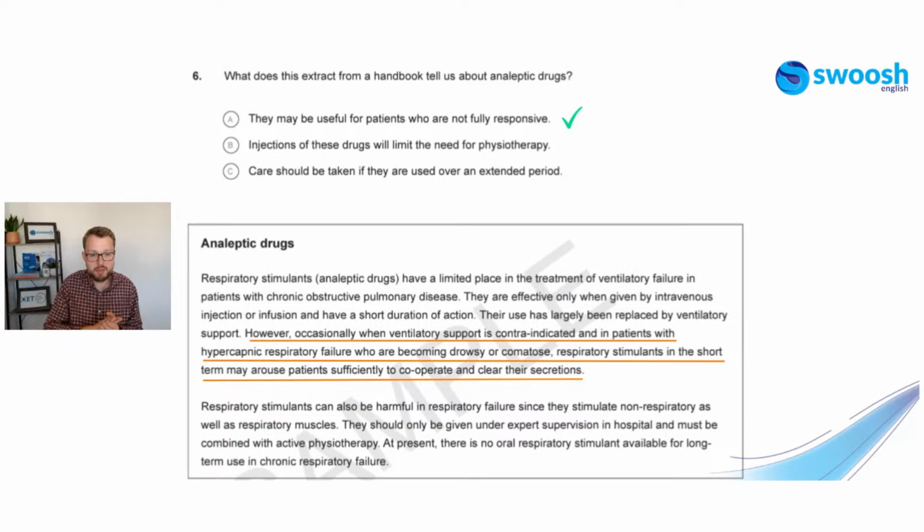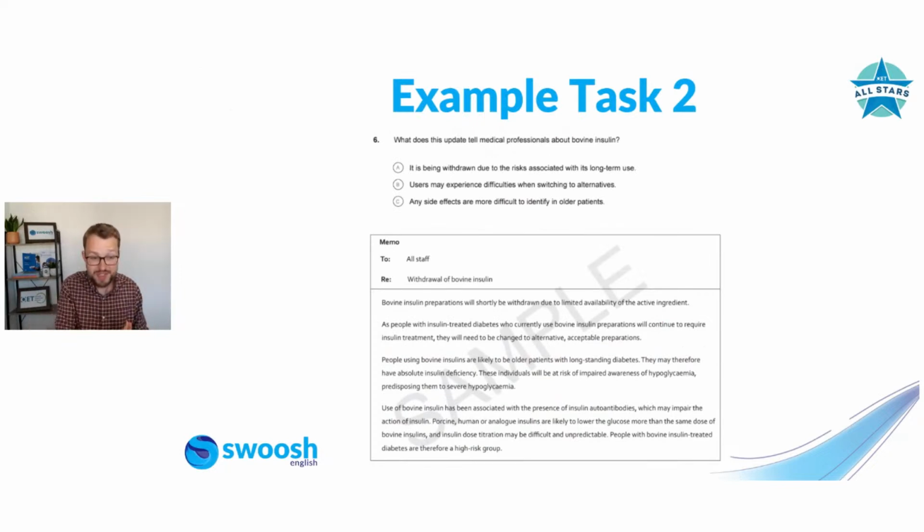And therefore, respiratory stimulants in the short term, aka the analeptic drugs, may arouse patients successfully, aka they may be useful. So as you can see, the words here are referenced; they're just paraphrased and rephrased as a whole. If you're able to identify not fully responsive, the meaning behind that, and may be useful in reference to analeptic drugs, that is why you got A as the correct answer. So well done, everyone, for getting that correct. Let's do one more together, but this time I'm not going to walk you through it as much.